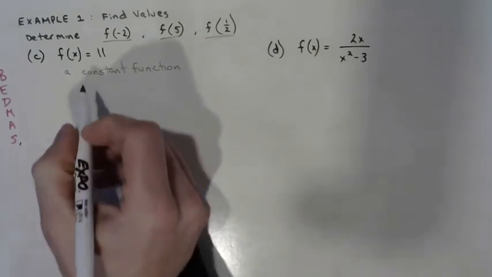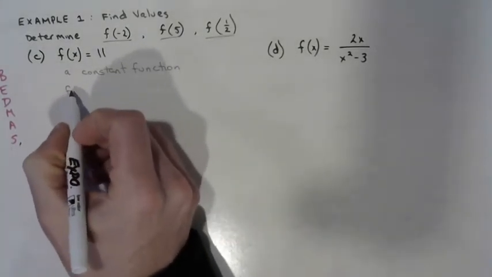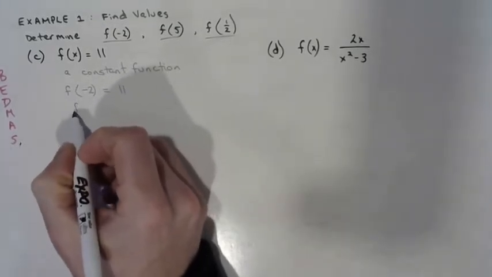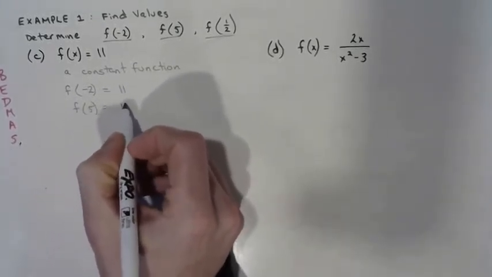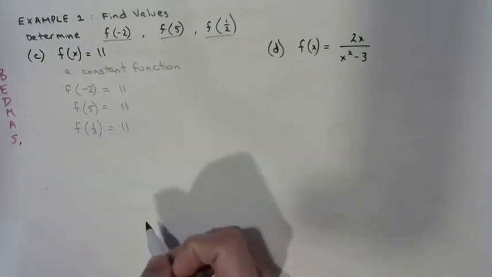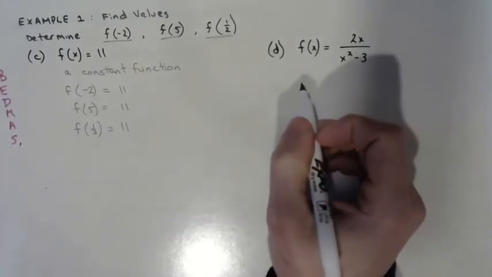Good. So, let's do a couple quickly. The value of the function at -2, that's 11. The value of the function at 5, well, that's 11. And the value of the function at 1/2, well, you guessed it, 11. Let's carry on. This one's a little bit more challenging.